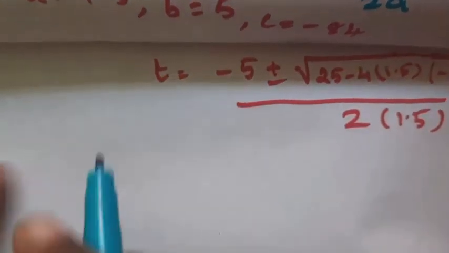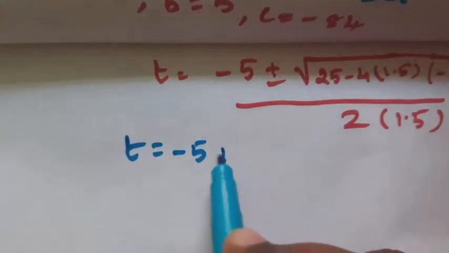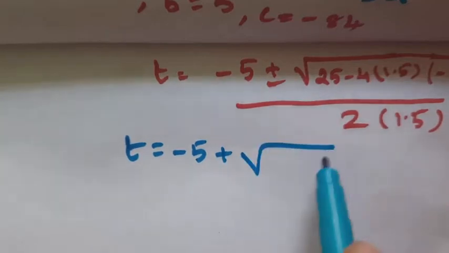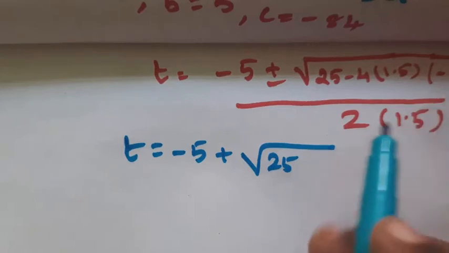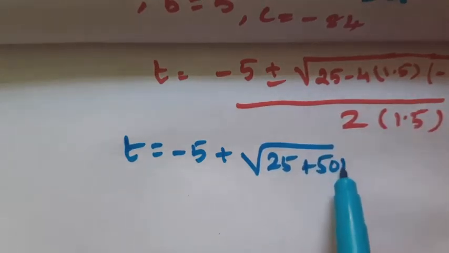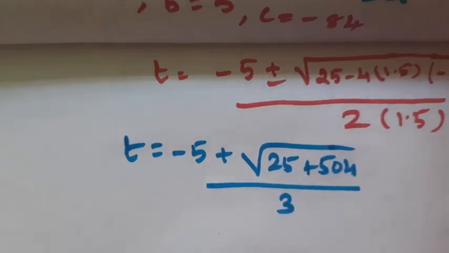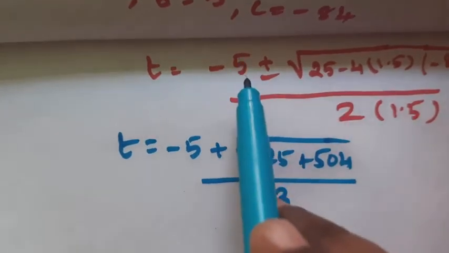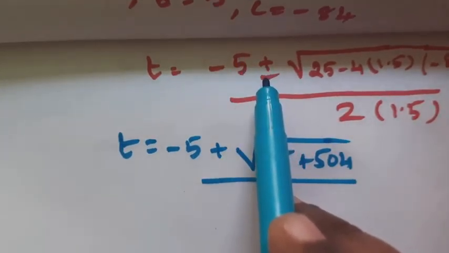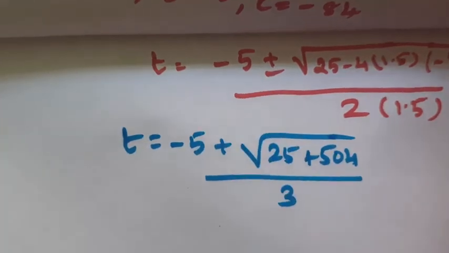We have to find this, so t is equal to minus 5 plus the square root of 25 minus 4 into 1.5 into minus 84. The result is 504, divided by 1.5 into 2, which means 3. This is the positive result. You need not worry about the negative result, because we have to ignore that.